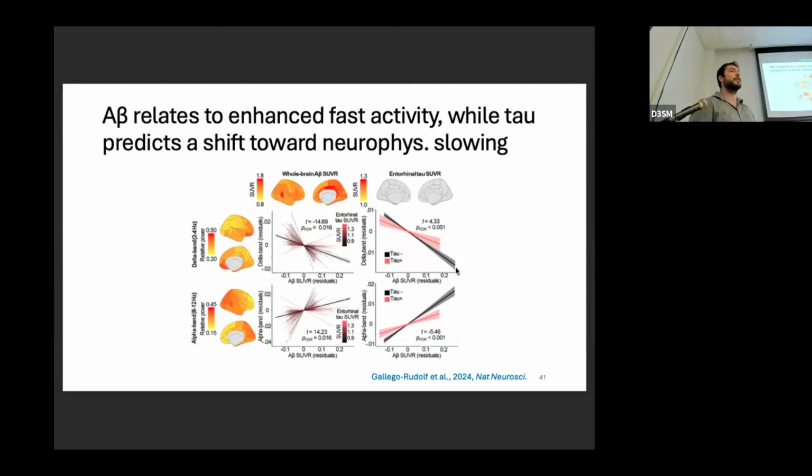So we are starting to see this shift. It's kind of like telling us some information about the evolution of the continuum. But of course, we would need longitudinal data in order to actually test this empirically and see whether it is actually changing, which is one of the things that we're working on right now, that we already have some longitudinal MEG available.